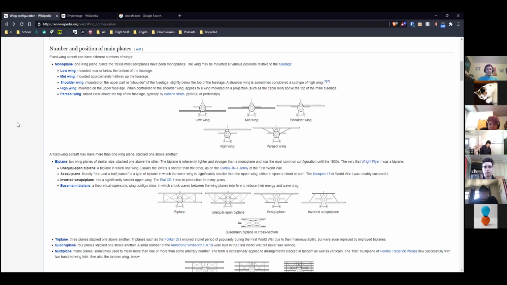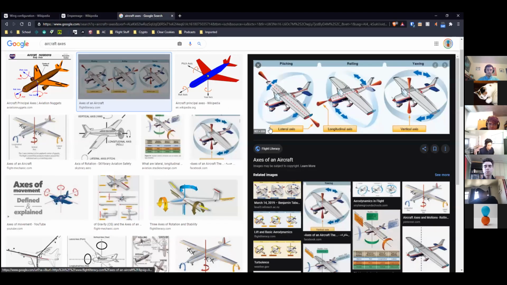The tail is important for control in the pitch axis, which, back to here, pitch is rotating around the lateral axis, so moving the nose up or down. Roll is rotating around the longitudinal axis, so putting one wing up or down. And yaw is rotation about the vertical axis, so moving the nose left or right.